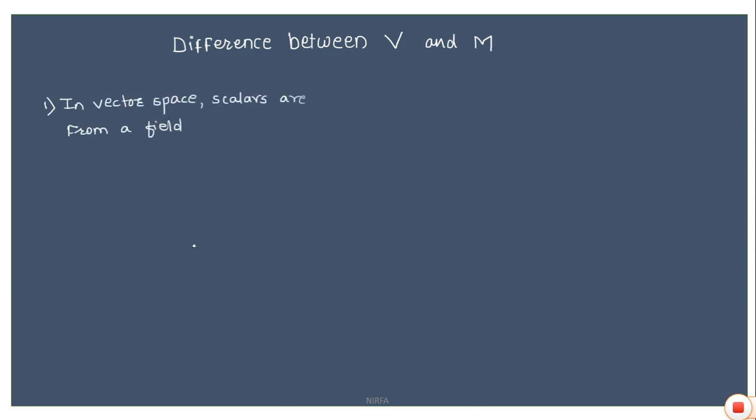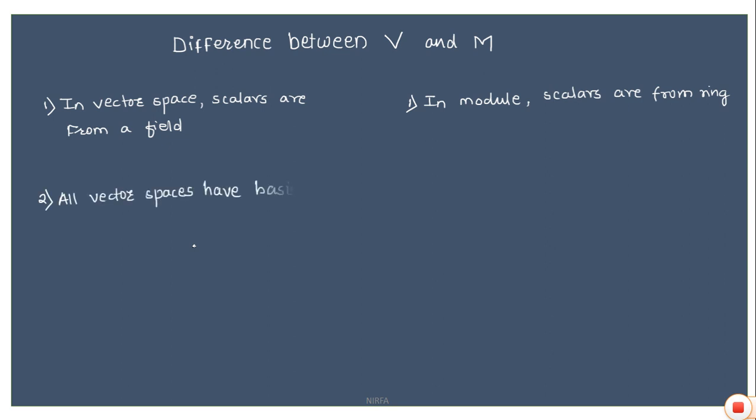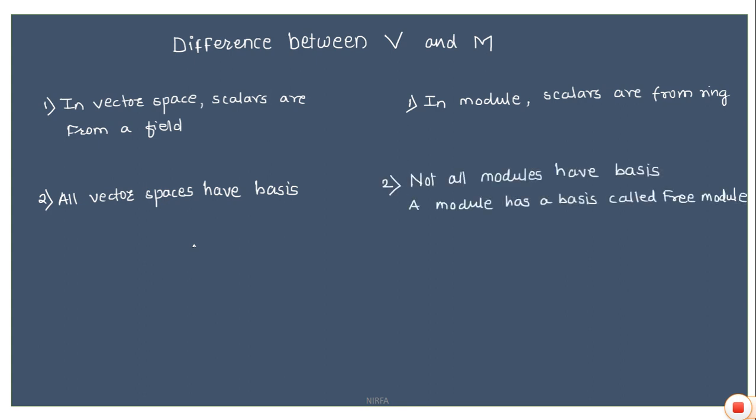Now first of all we will discuss differences between vector space and module. In a vector space, scalars are from a field F, and in a module, scalars are from a ring. The second difference is all vector spaces have bases. Not all modules have bases. Some modules have a basis, and if the module has a basis, then that module is called a free module.